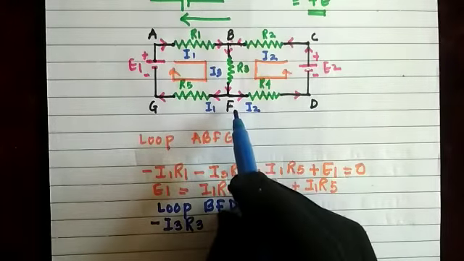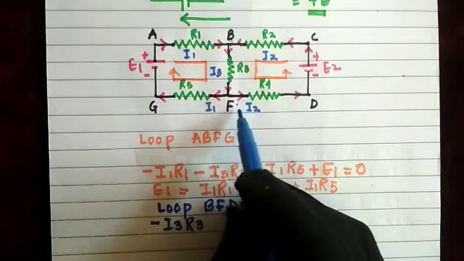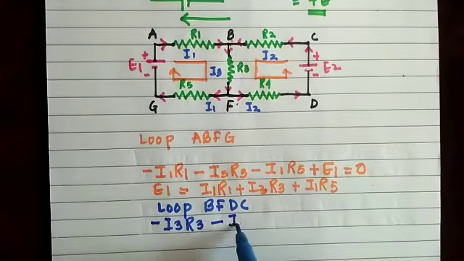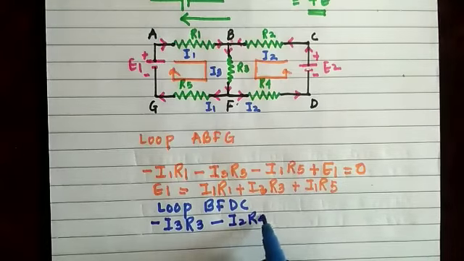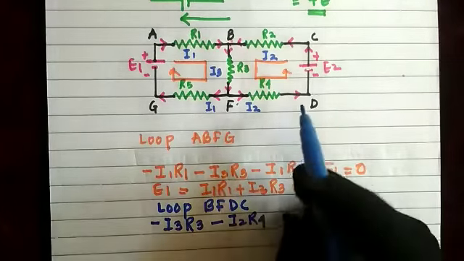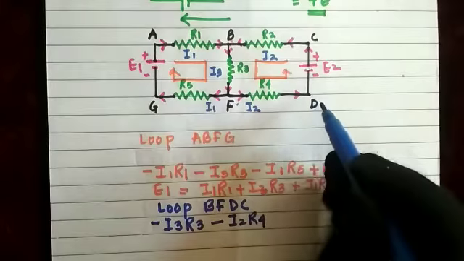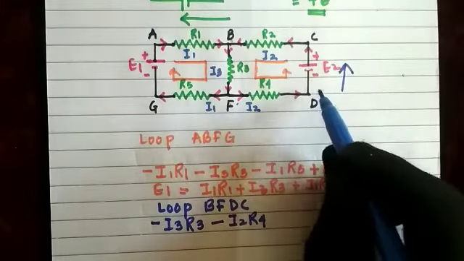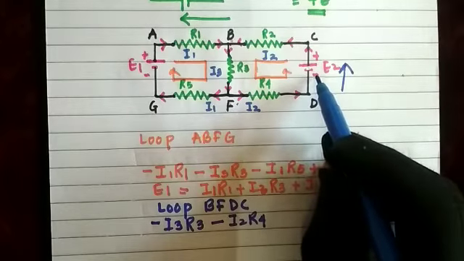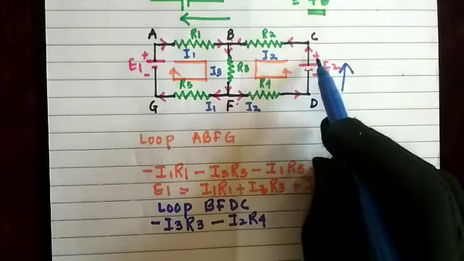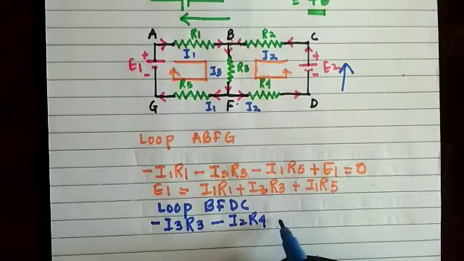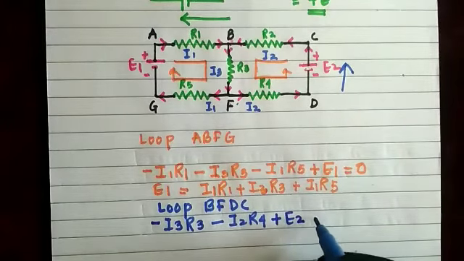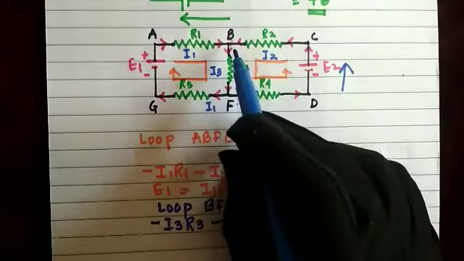Then we have to go F to G. Again the direction of conventional current is same as the direction of our tracing. So again here it will be negative of I2 R4. Then D to C, we have to go D to C. Our tracing direction is like this. So here we are going from the negative terminal of the battery to the positive terminal of the battery. That means here E2 will be positive.